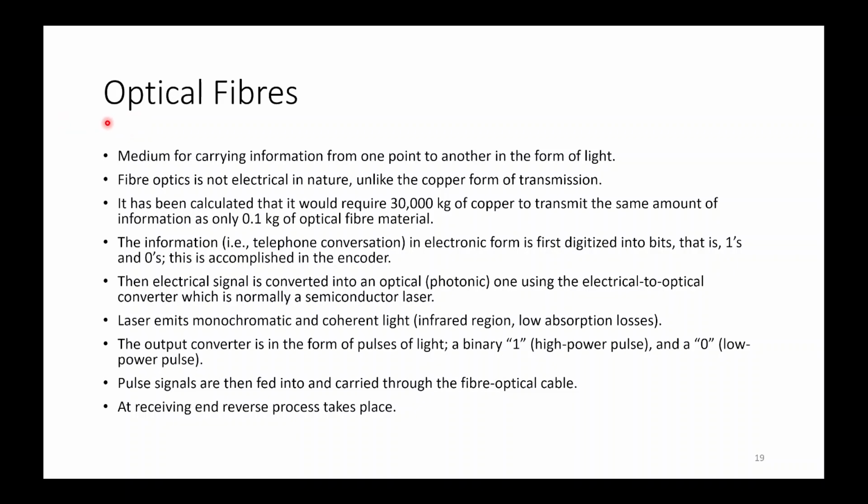Another application is optical fibers. These are the medium for carrying information from one point to another in the form of light, and fiber optics is not electrical in nature, unlike the copper form of transmission. When we use copper wires, that type of transmission carries an electrical signal from one point to another, so electrons will have to transfer from one side of the wire to the other.